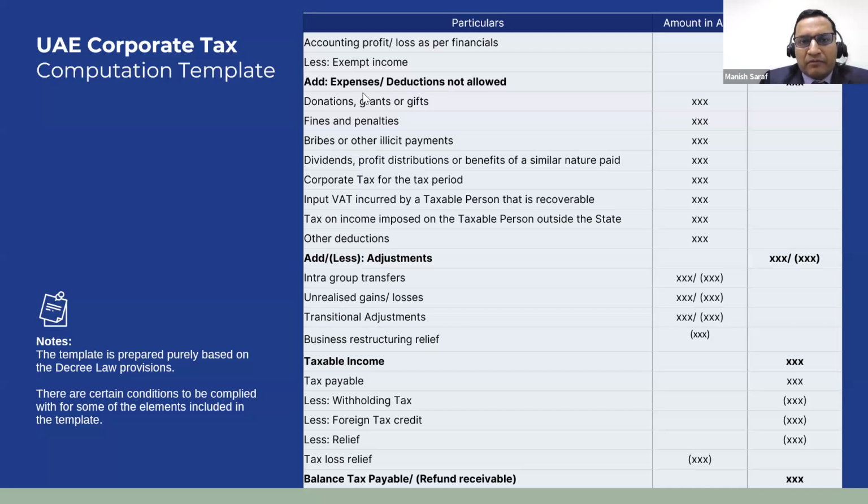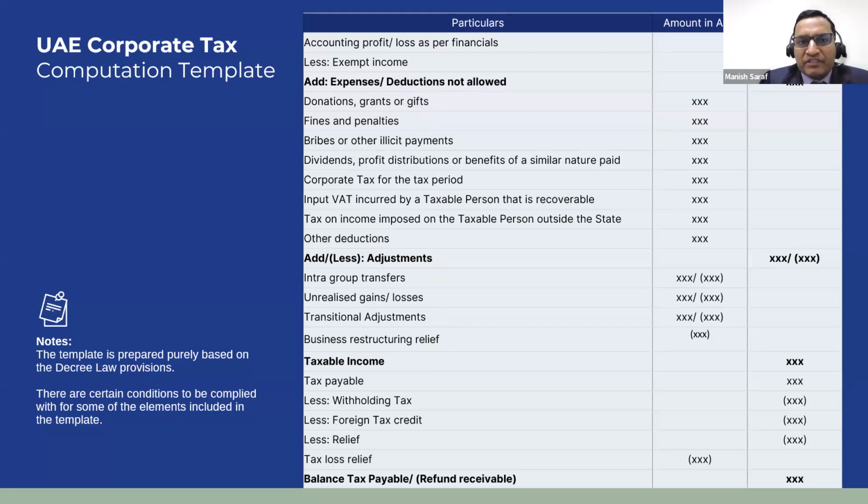It starts with accounting profit, then we reduce exempt income like dividends. Then certain expenditures are allowed or disallowed as per the corporate tax requirements, and we make those adjustments. Then adjustments with respect to the elections or transition rules which we have opted for need to be carried out. Then you arrive at the taxable income, and then the tax payable.